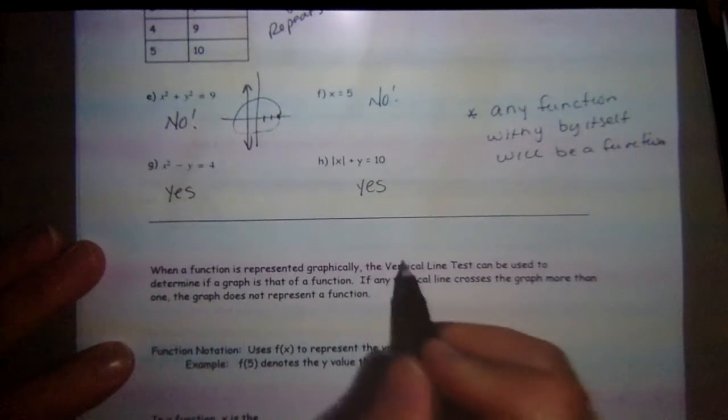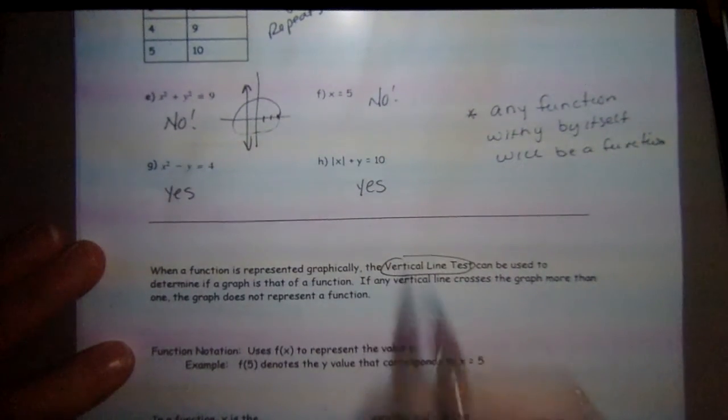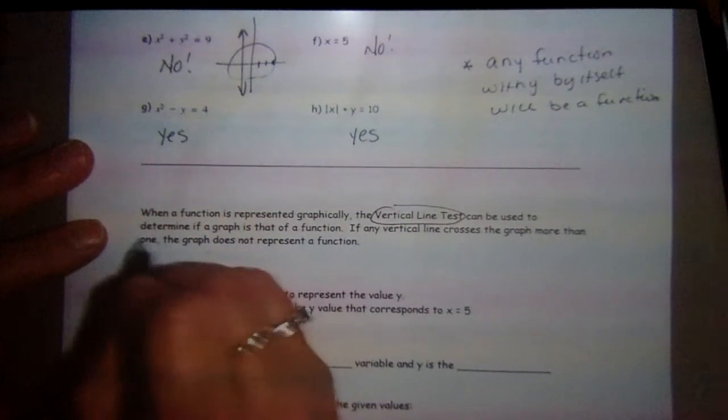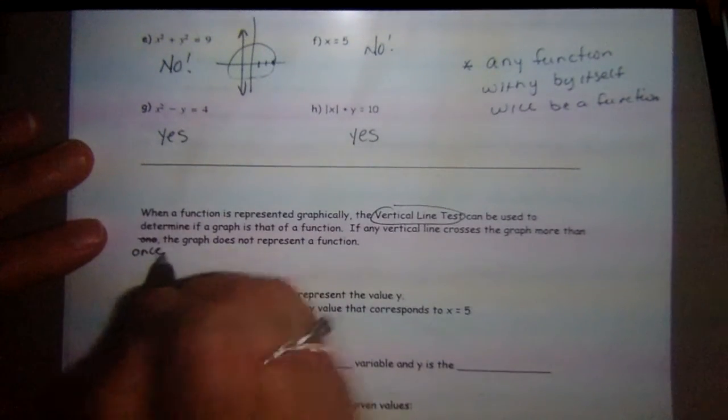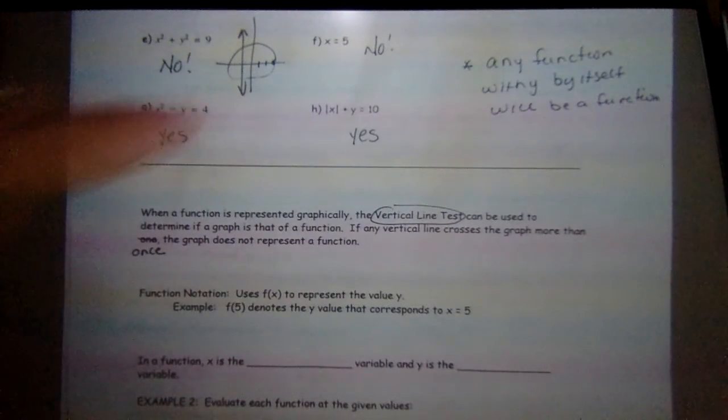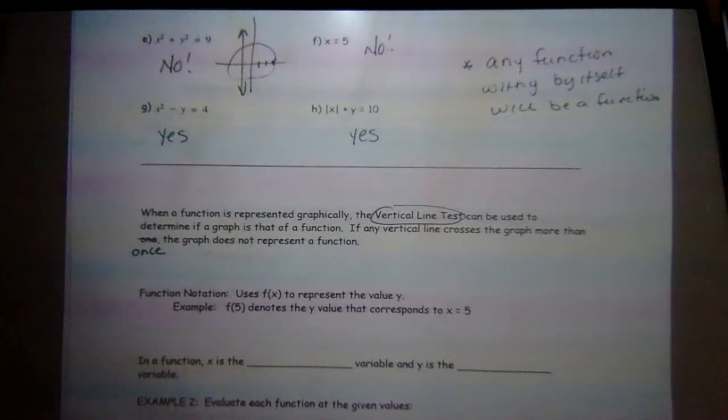Here's the vertical line test. When a function is represented graphically, the vertical line test can be used to determine if a graph is a function. If any vertical line crosses the graph more than once, the graph does not represent a function. We showed that up there in that circle. Questions on whether something's a function or not?